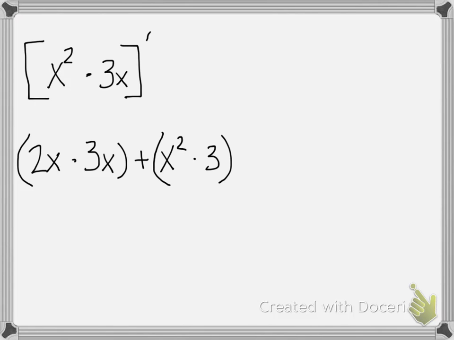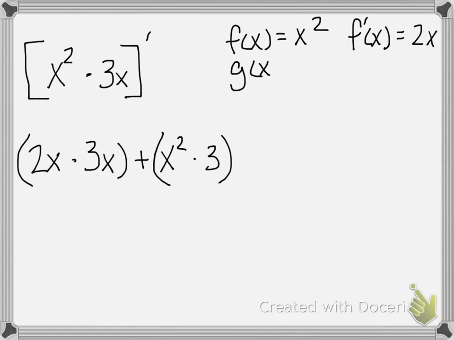And just so you can kind of see where that's coming from, say our f of x is equal to x squared, and so that means f prime of x is equal to 2x, and our g of x is 3x. So g prime of x is just going to be equal to 3.